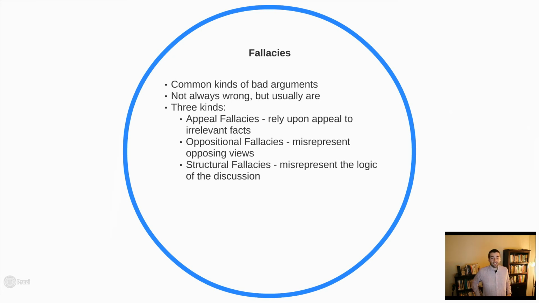And finally, we've got these structural fallacies. Structural fallacies misrepresent the logic of the discussion itself. That is, they have a sort of backwards view of how the concepts involved relate to one another, or what the logical space is. And we'll get a better picture of that as we get there. That's probably the most nebulous definition of the three categories. But let's take a look at our appeal fallacies, and this is going to help us get a better picture of what bad arguments look like.